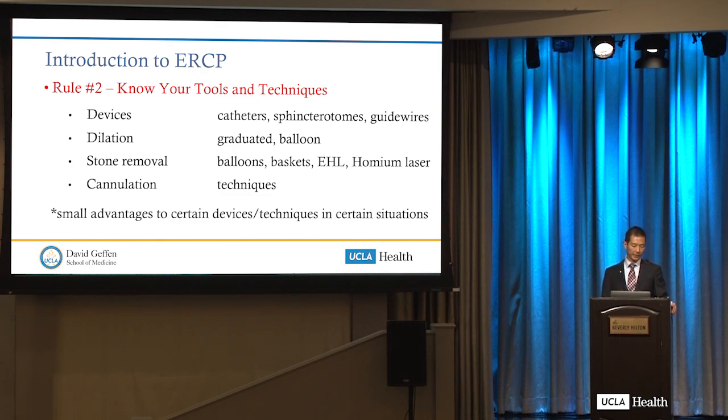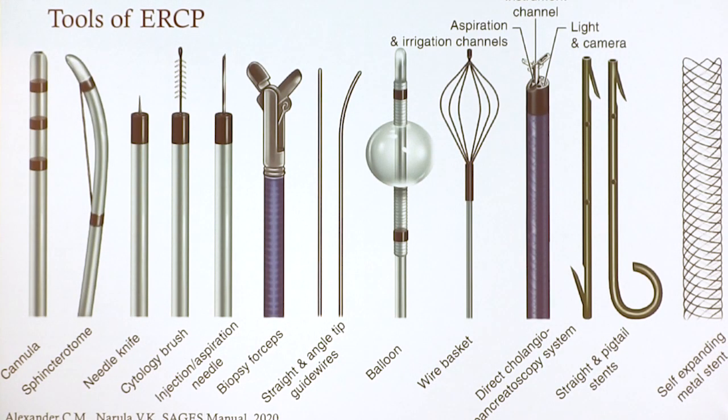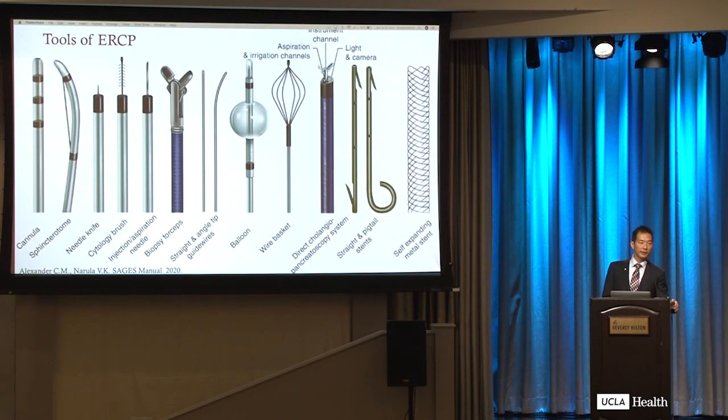tools for ERCP: your catheters, your needle knife, your brush, injection needle potentially, forceps, the different types of wires, balloons, baskets, stents, cholangioscopy. So all things to consider. You want to know what you have in your inventory before you start the procedure. If you have a particular case and you don't have one of these things, you want to talk to your rep or talk to your hospital about getting some of these devices in for your particular procedure.